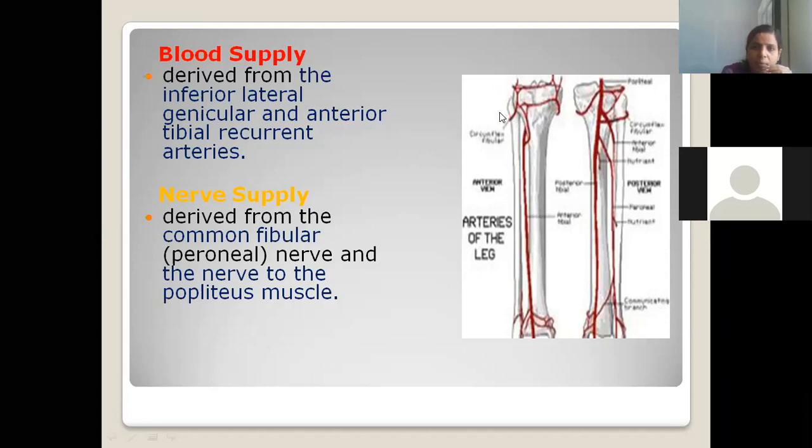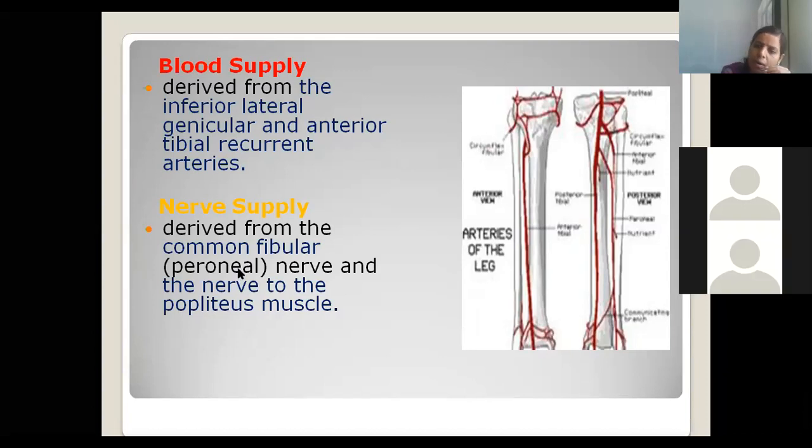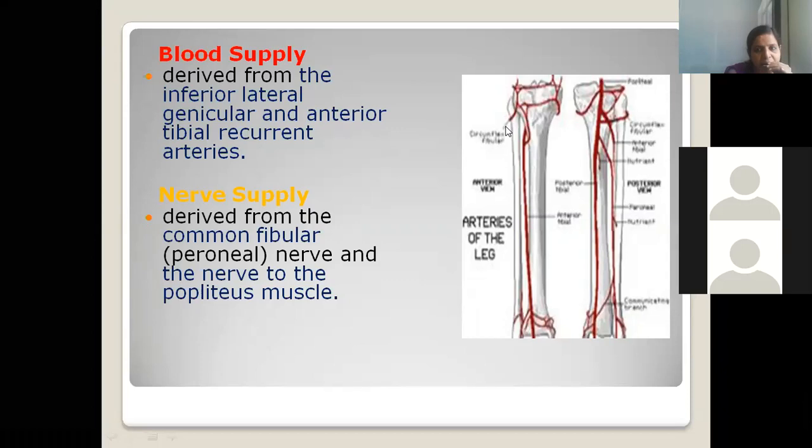Neck of the fibula, which nerve do we see? Common fibular, or common peroneal nerve. I told you that's the reason whenever the neck of the fibula is fractured, the person may have foot drop. Extensors will not be working. It's very closely related to this area. That's why it is supplied by the common peroneal nerve and also the nerve to popliteus muscle.